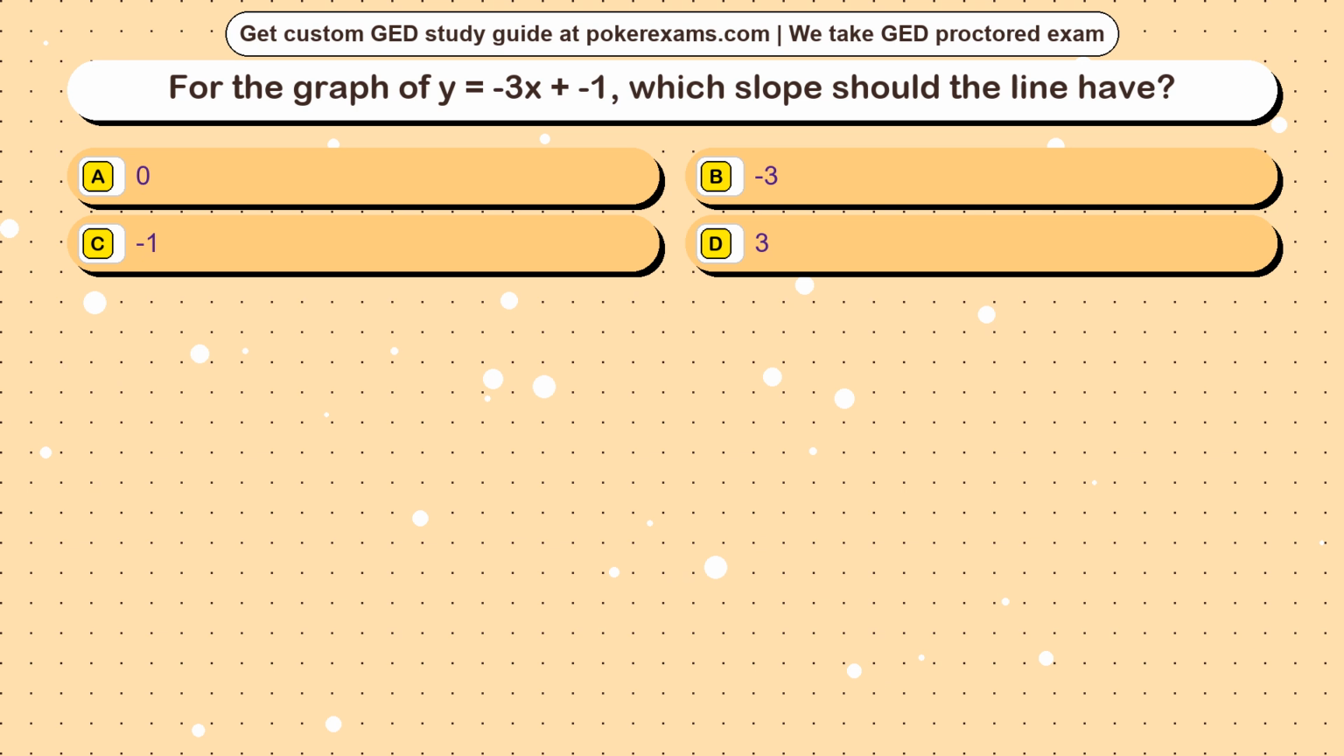Question 23. For the graph of y equals -3x plus -1, which slope should the line have? Option A, 0. Option B, -3. Option C, -1. Option D, 3.